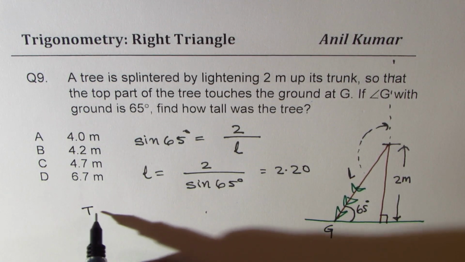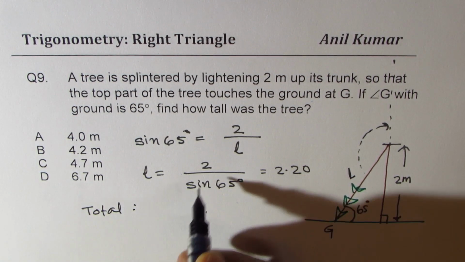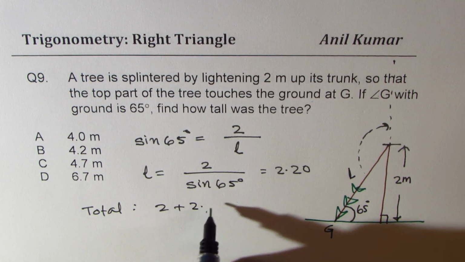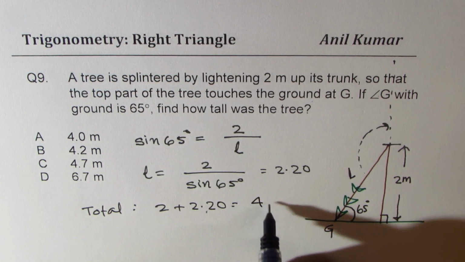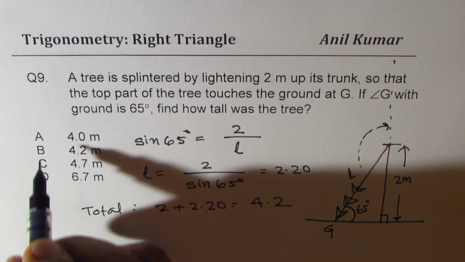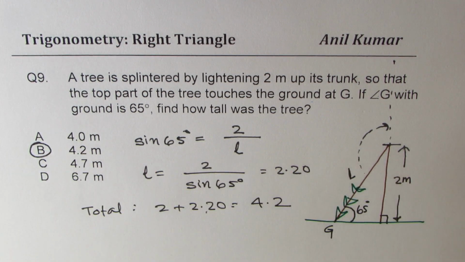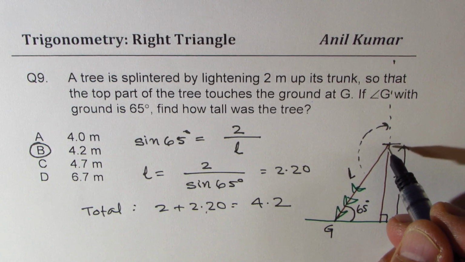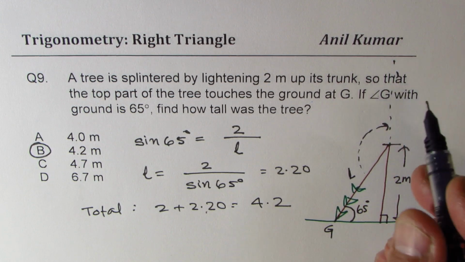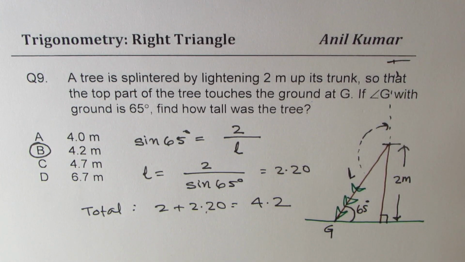So total is how much? It is 2 plus 2.20, which gives us 4.2. Right? So B is the right option. So I hope the concept is clear. Perfect. So the broken part was earlier on top of this tree. So the total height was almost 4.2 meters.